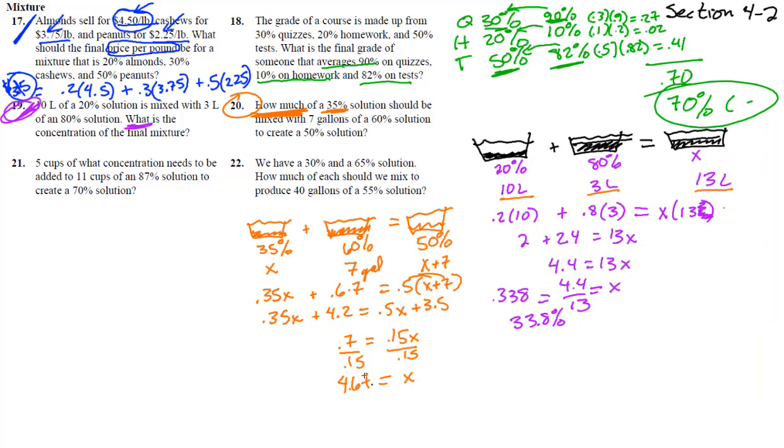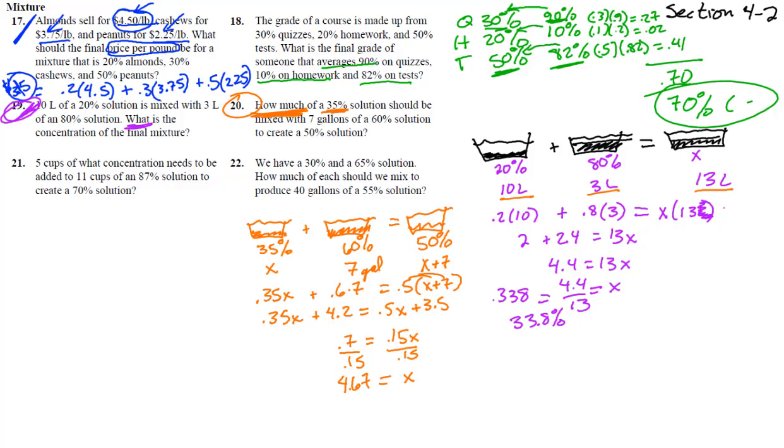4.67. Now notice this isn't a percent, our x was here. So it's saying that we should take 4.67 gallons, add to the 7 gallons we already have, and we'll end up with 11.67 gallons of exactly 50% solution. That's a cool problem. I like that one.